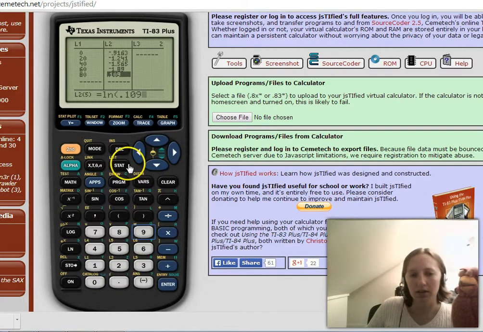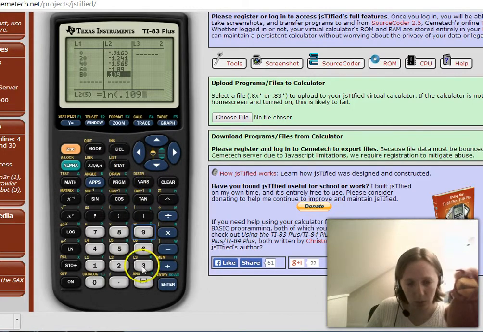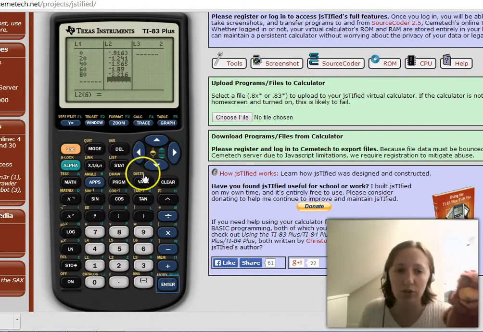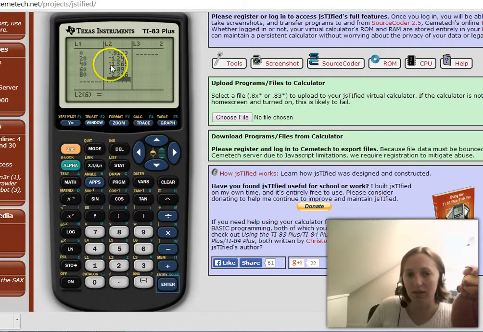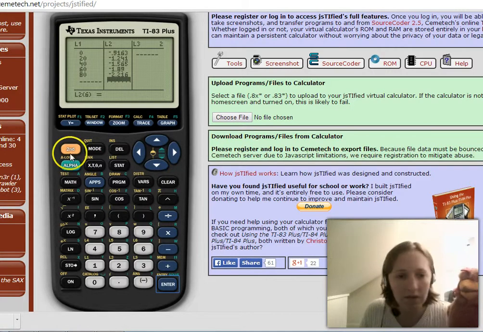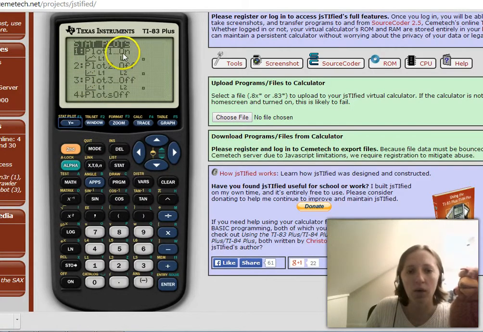ln of 0.109. Alright, so this is us hoping that this is a first order reaction, because if it is, this will show up to be a straight graph. We have to go change our window because the second list has changed now. Now it's all negative numbers, so it wouldn't show up in the window that we had set up before. But I believe that our stat plot stuff is all still correct. Yeah, plot 1 on, list 1, list 2, mountain type, we're golden.